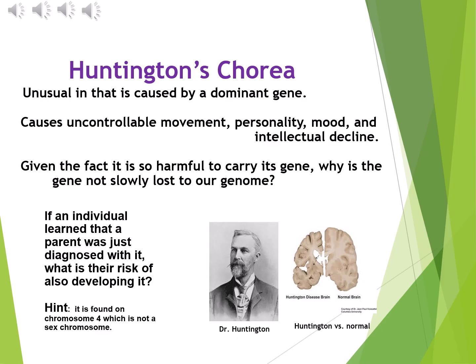So we pose the question, well, if it's so harmful, why doesn't it just disappear in the population when the people who have it die prematurely? Consider that. And also consider another question. Let's say that a person has just learned that their parent has been diagnosed with it. Assuming that they're not adopted, what is that individual's risk of developing it? Remember, it's caused by a dominant gene. So consider those two questions. So what's that person's risk? And why doesn't that gene just disappear?